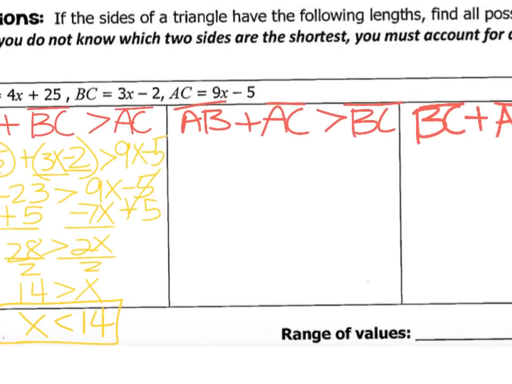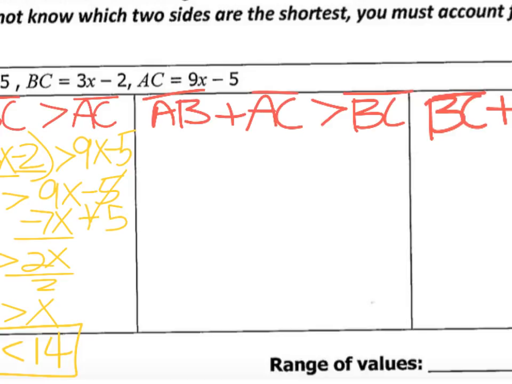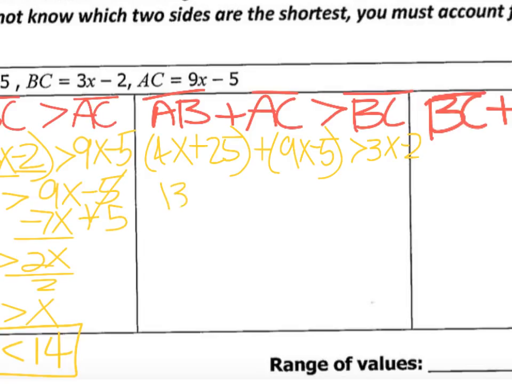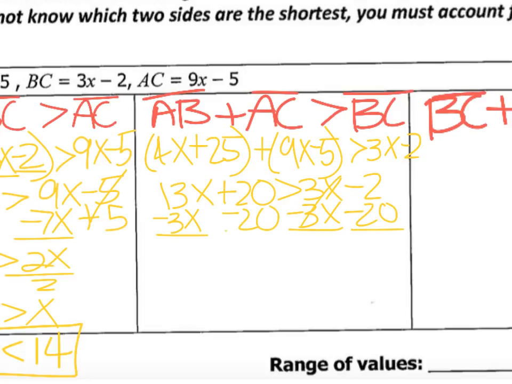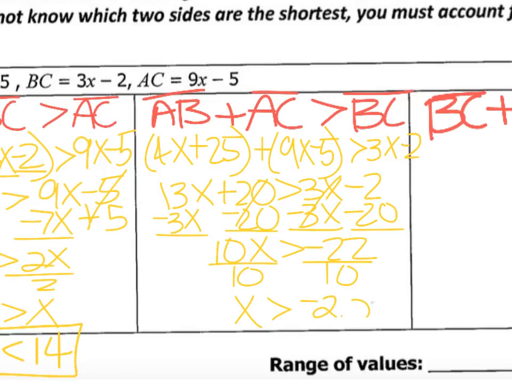Now we want to look at our second scenario. So we plug in. We know that AB is 4x plus 25, AC is 9x minus 5, and is that greater than BC, which we know is 3x minus 2? So combine like terms, we get 13x plus 20 is greater than 3x minus 2. Move the x's to one side. Subtract 20 from both sides. 10x is greater than negative 22. Divide both sides by positive 10, so we do not have to switch the sign. So x is greater than negative 2.2.